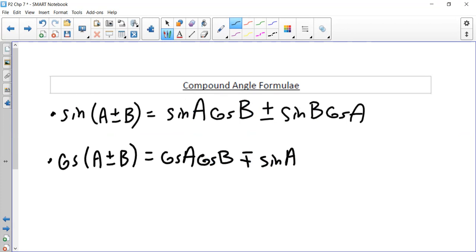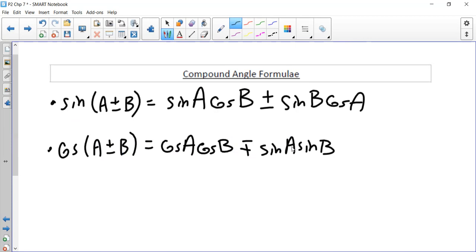sine A sine B. There are 2 differences in here. The first difference is we put cos first, cos A cos B, compared to sine A cos B for sine; we do cos cos, sine sine. The second difference is plus and minus becomes minus and plus. In other words, cos A plus B equals cos A cos B minus sine A sine B. And cos A minus B equals cos A cos B plus sine A sine B.